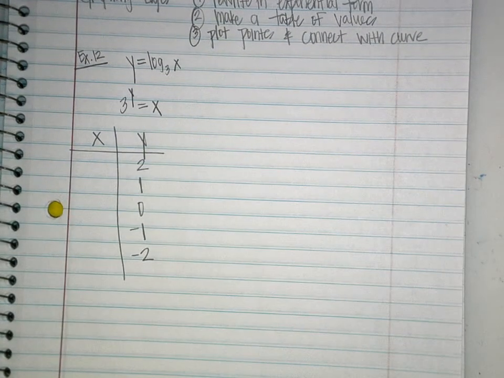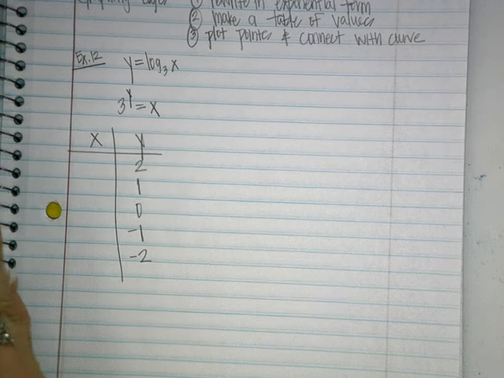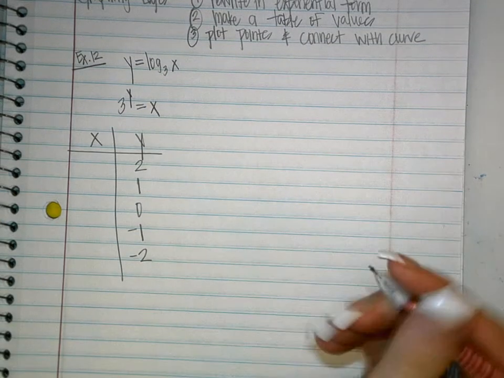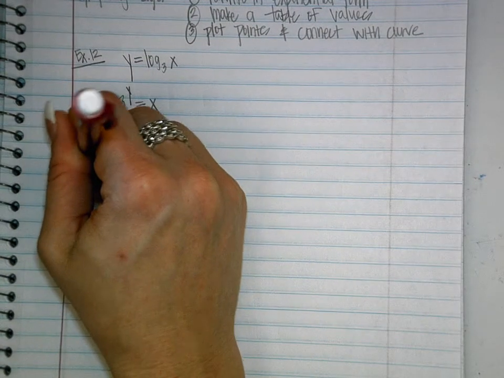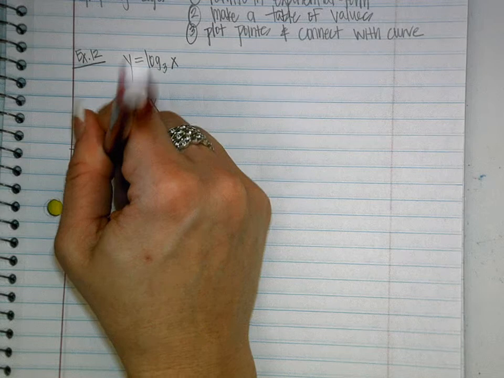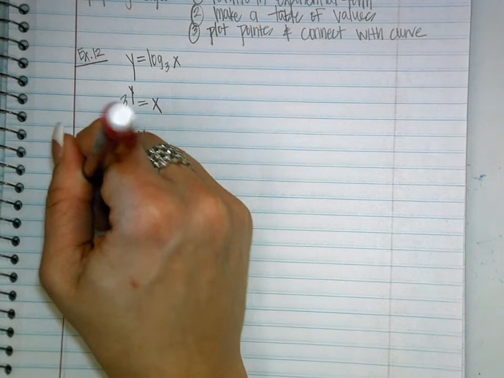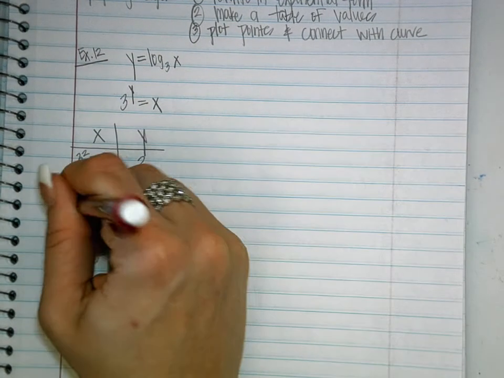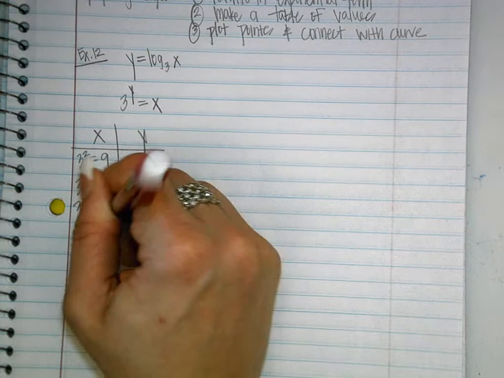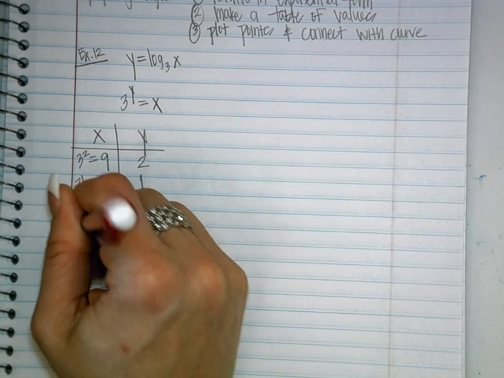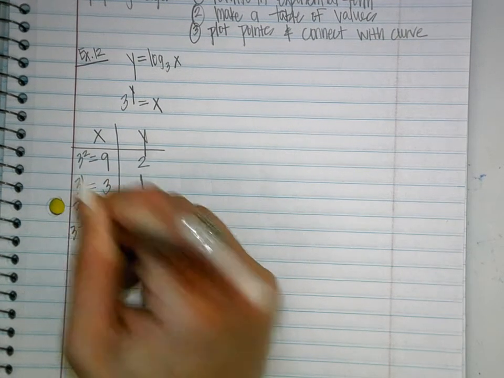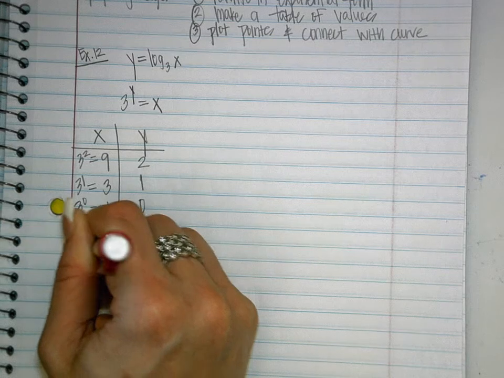Okay, so this is exactly backwards of what we did in 8a. So this is really like 3 squared. So your x value is 9. 3 to the first gives you 3. 3 to the 0 is 1. 3 to the -1 is 1/3. And 3 to the -2 gives you 1/9.